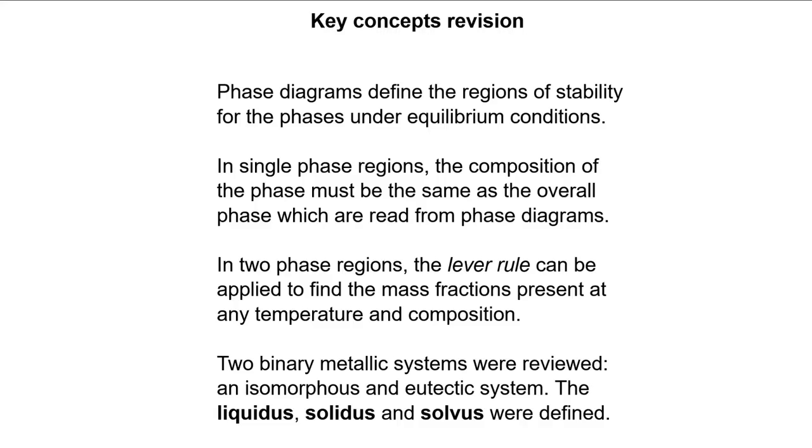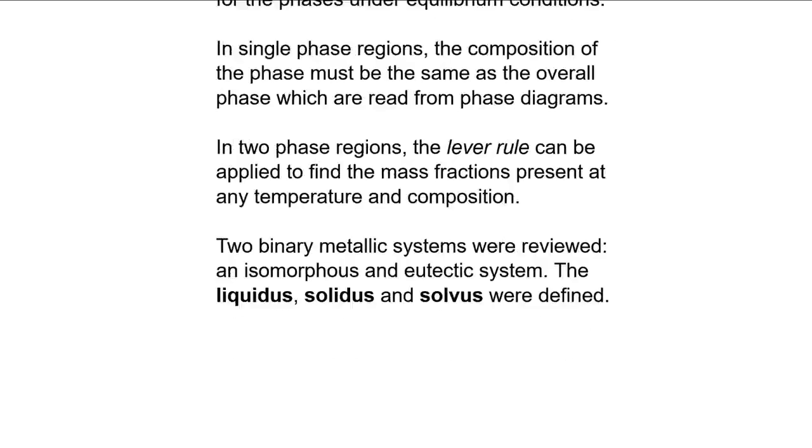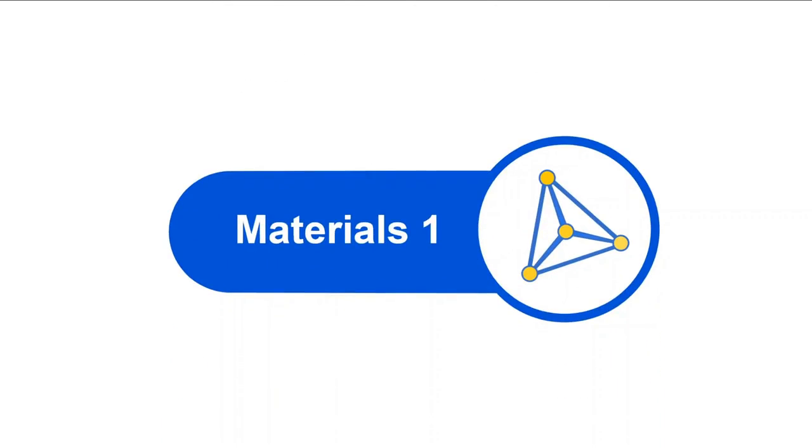We've applied the lever rule to 2 types of binary systems. Isomorphous, where a liquid changes to a uniform, singular solid solution phase, as well as the more common but a bit more complicated eutectic system. Even though phase diagrams do not reflect non-equilibrium conditions, they can still be used to explain phenomena that occur during fast cooling and other solidification phenomena. We'll use the understanding developed here in the coming lectures. Until next time.